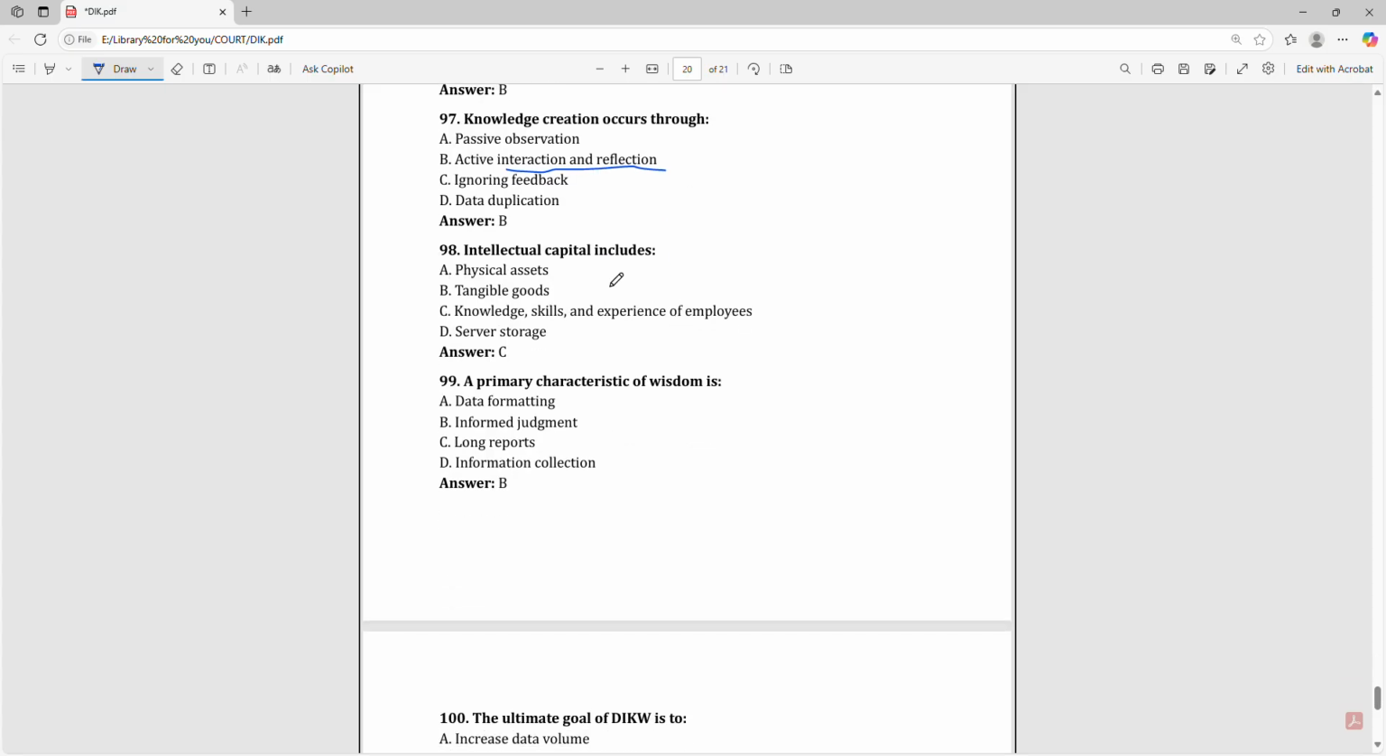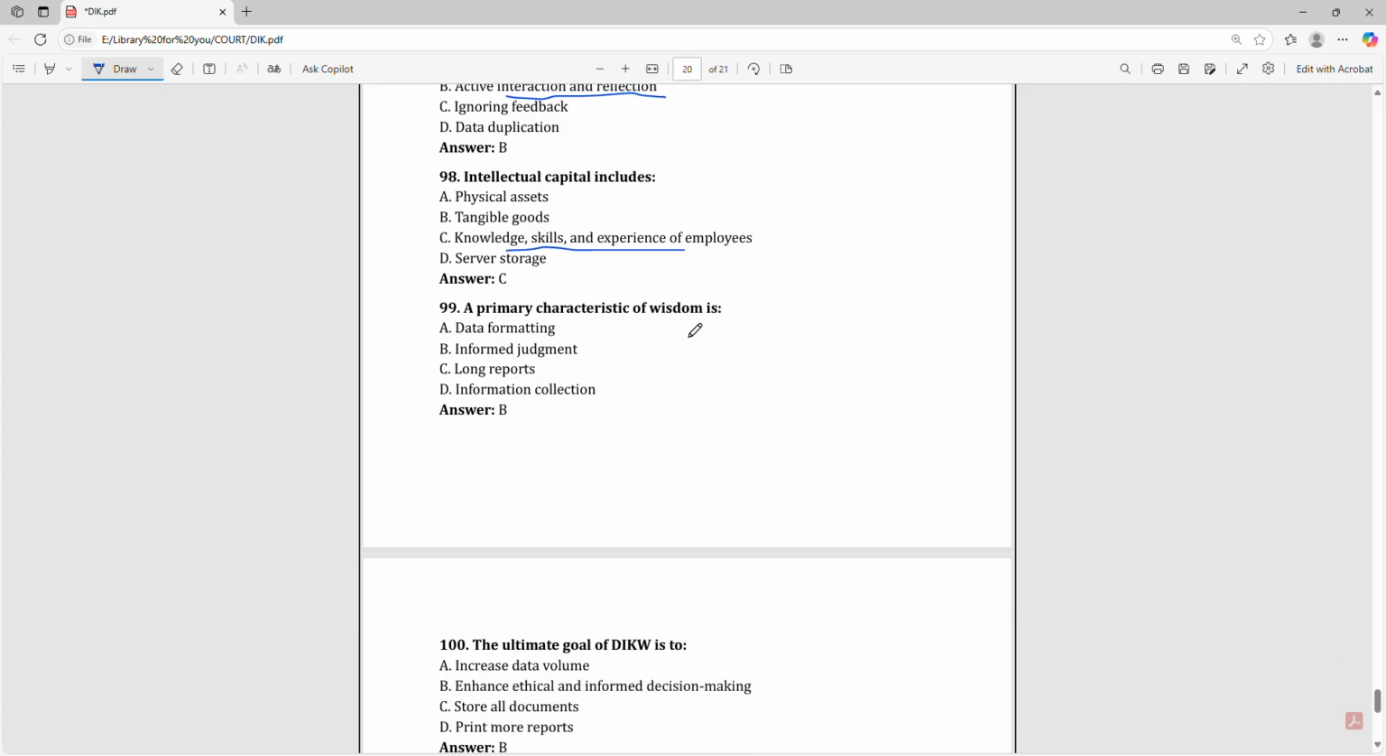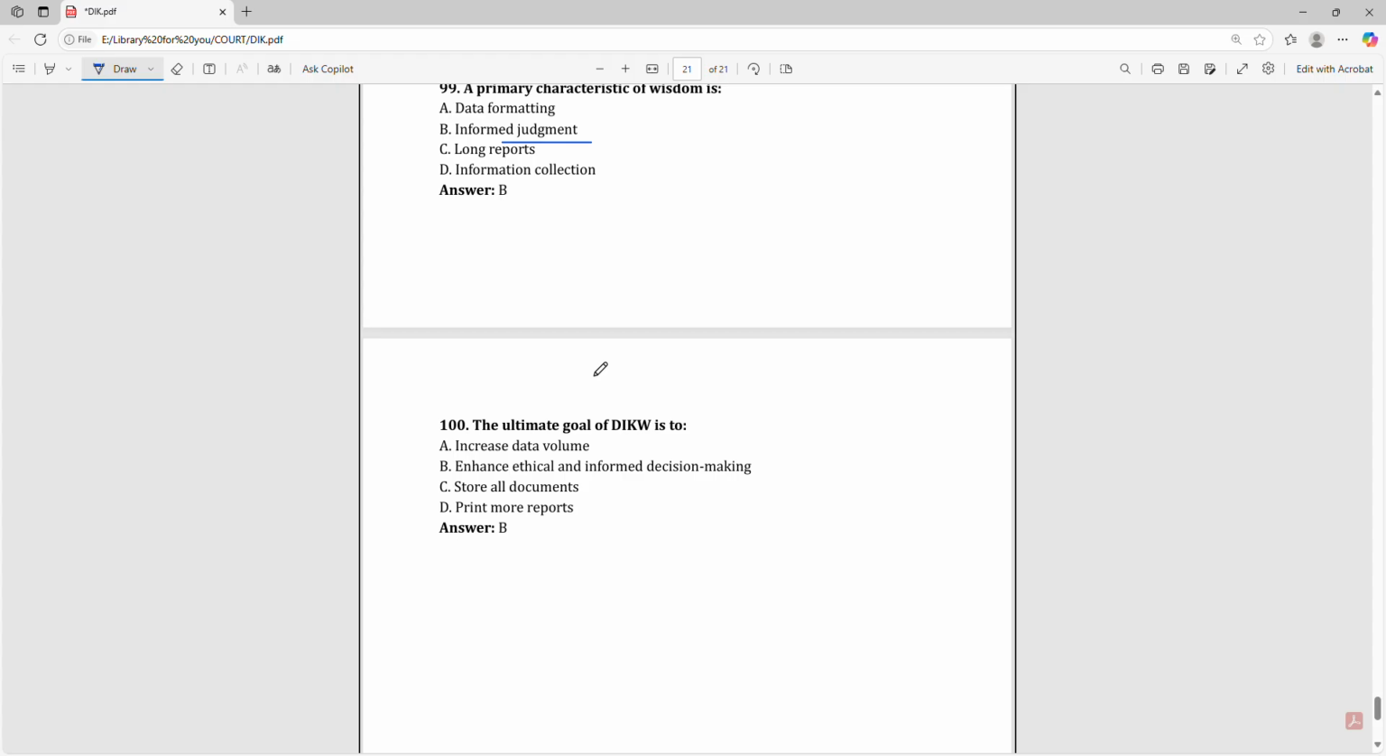Intellectual capital includes the knowledge, skill, and experience of the employees. A primary characteristic of wisdom is informed judgment. The ultimate goal of DIKW is to enhance ethical and informed decision making.